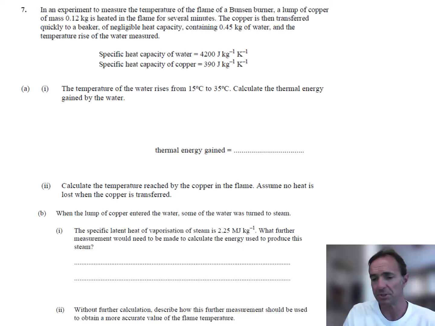Describe how this further measurement should be used. Accurate flame temperature. So in other words, we've got to make sure we capture all of that liquid. So how do we measure the mass of the water? You can measure the mass difference when it gives off steam. Describe how this further measurement should be used to give a more accurate value: use the specific latent heat of vaporization of the water, and then that'll give you the energy that's gone into making steam as well as the temperature increase. Much more accurate value. Nice question.